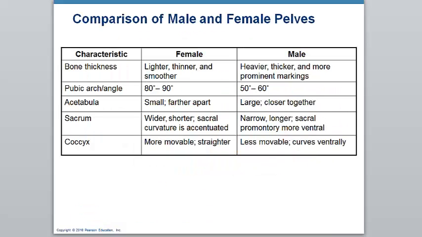Now let's talk about the acetabula. The acetabulum is where the head of the femur sits in. In females it's going to be smaller and further apart, because the pubic arch angle is more, so it's going to push it laterally like I said. But in male, it's going to be closer and larger in comparison. Sacrum. The sacrum is going to be shorter, wider, and the curvature is accentuated.